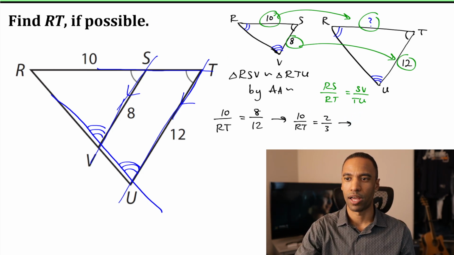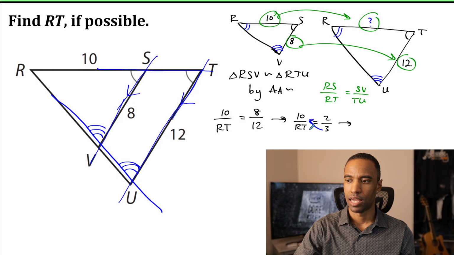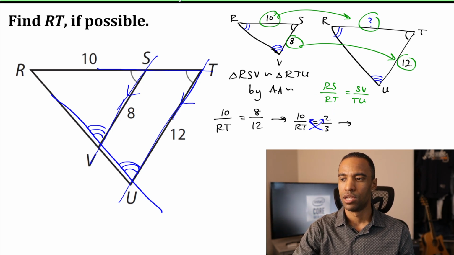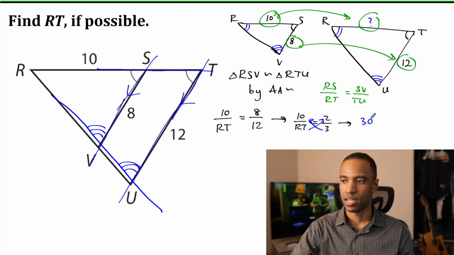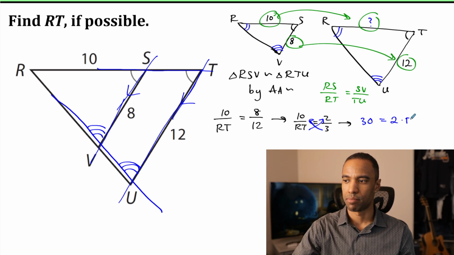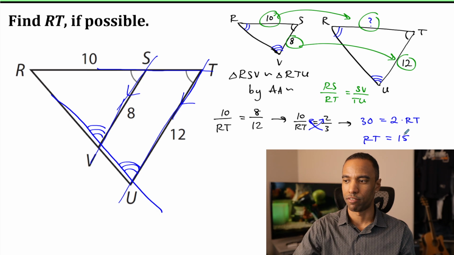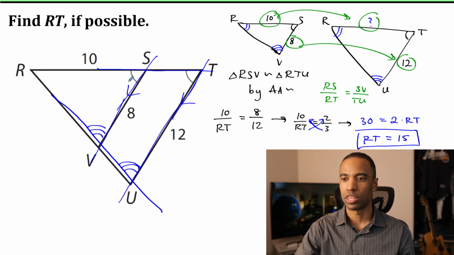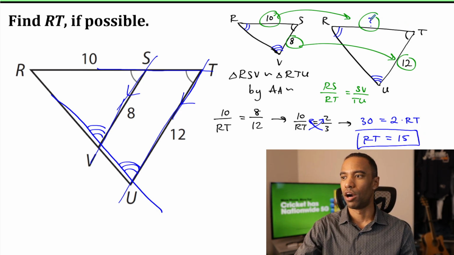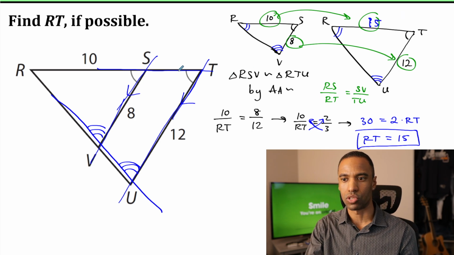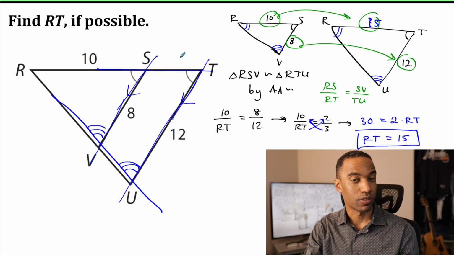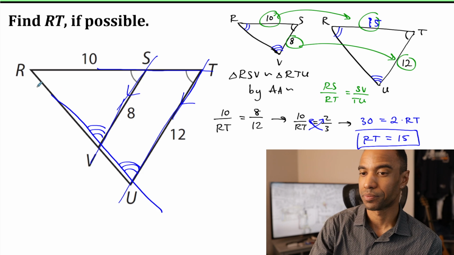If I cross multiply, I'm going to have 3 times 10 and 2 times this unknown RT. So this will say 30, that's 3 times 10, equals 2 times RT. Divide both sides by 2, and I get RT equals 15. And that is the length of all of RT right there. That is 15 units long. That means that little guy is 5 units long, if that matters to you.